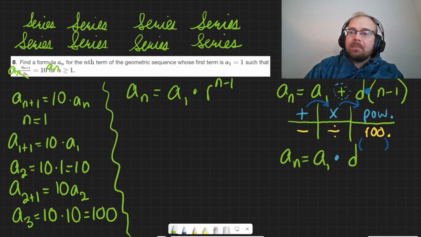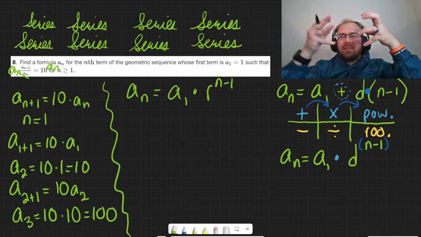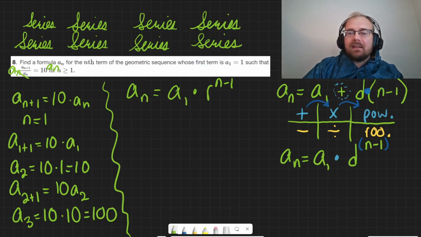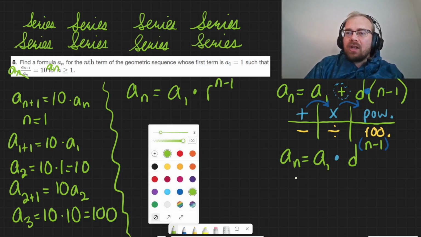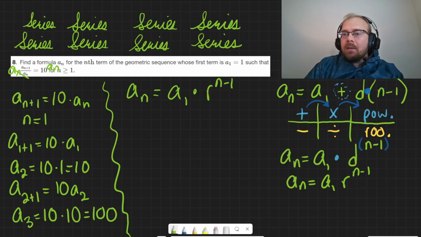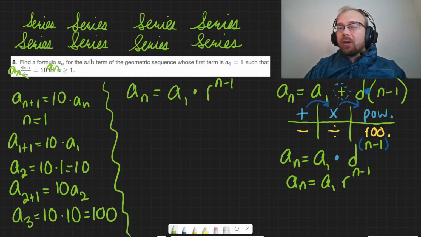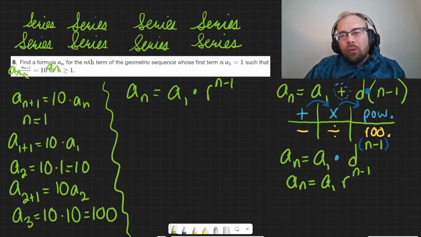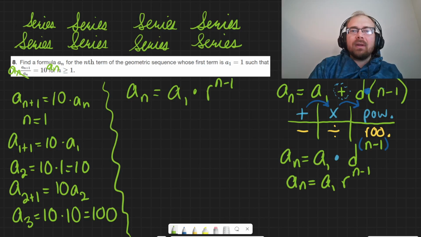Now, the only thing I'm not going to change is the n minus 1, because it's kind of like all together. It's like a grouping. But if I do that, then I basically have the geometric sequence formula. I'll just change d to r, because d stands for difference, and r stands for ratio. So a1 r to the n minus 1. That's one way you can get the formula. That way you're only remembering one formula in a way. So hopefully that's helpful. But anyways, let's jump back into it here.